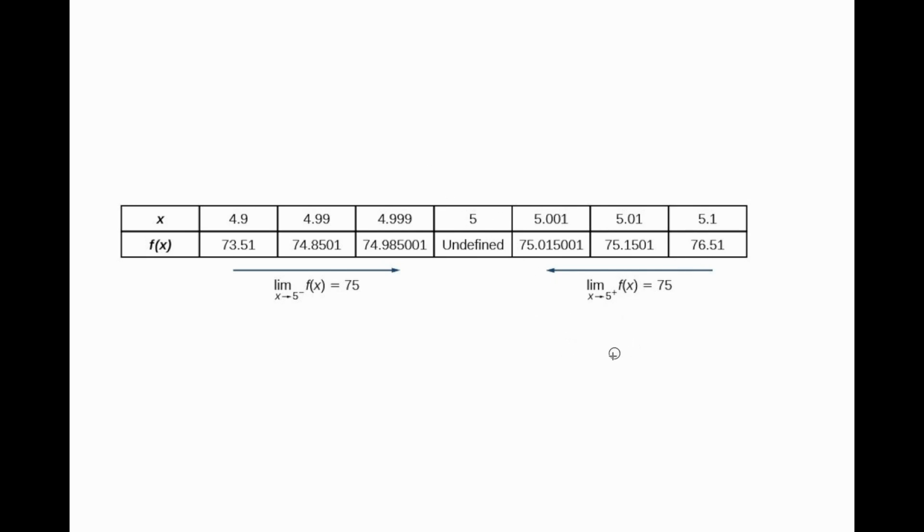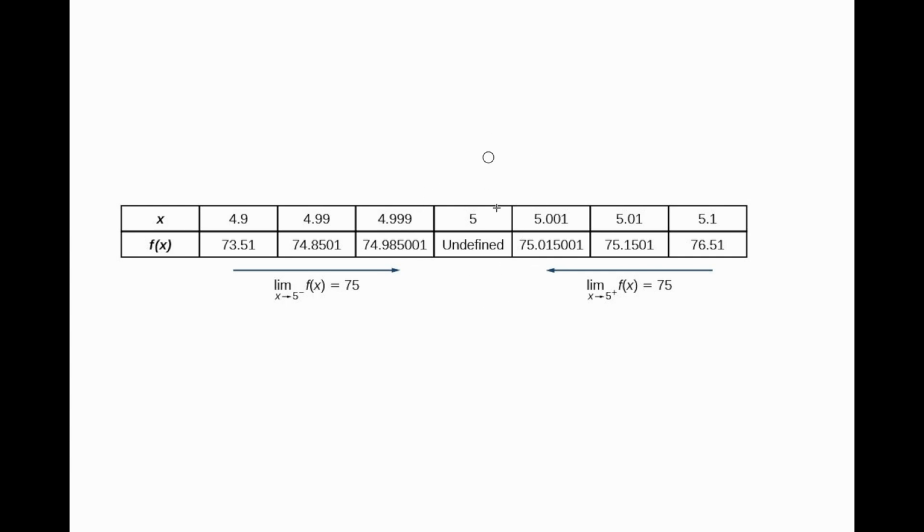And for the right-hand side, as x approaches 5 from the right-hand side, for f of x, the limit is going to go towards 75 as well. We see 5.1 is 76.51, 5.01 is 75.1501, 5.001 turns into 75.015001.